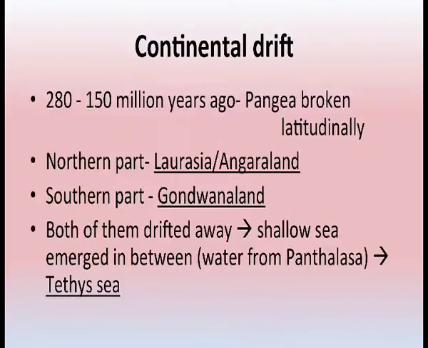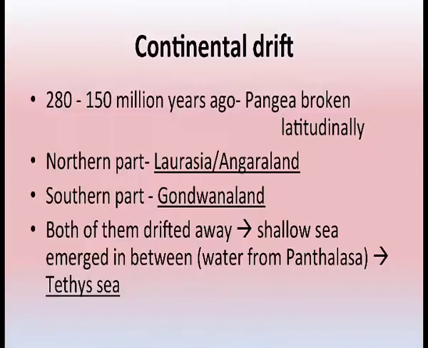Now, gradually during 280 to 150 million years ago, Pangaea broke down latitudinally, that means horizontally, and moved apart. The northern part was known as Laurasia or Angara land, while the southern part was known as Gondwana land, and in between, when they drifted apart, a shallow sea was created between the northern part and the southern part, and that was known as Tethys Sea.